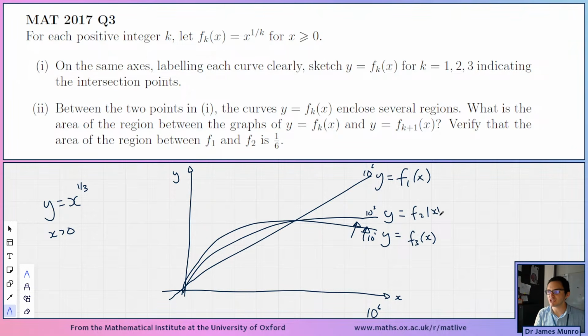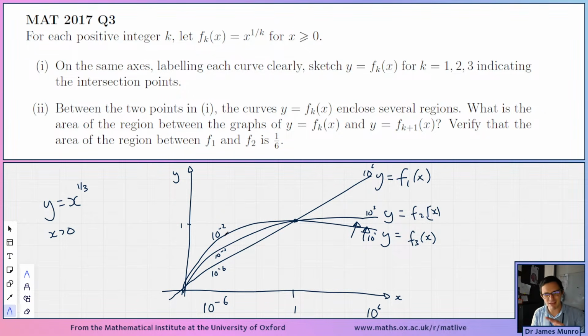But I've got them switching over as they go through x equals 1, because for small numbers it's the other way around, isn't it? If this is 10 to the minus 6, then this is tiny. The square root is like 10 to the minus 3, which is still quite large. And the cube root is like 10 to the minus 2, which is much bigger than 10 to the minus 3. So it's kind of the other way around. And of course everything is going through (1, 1).